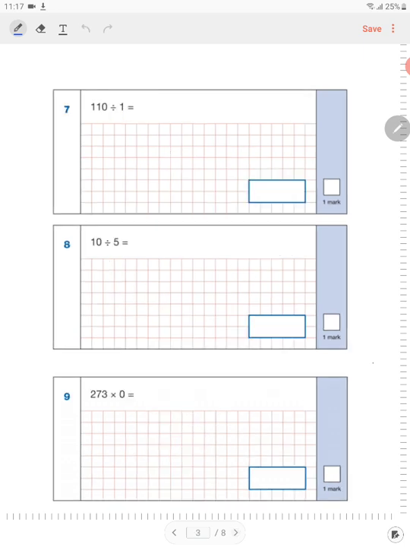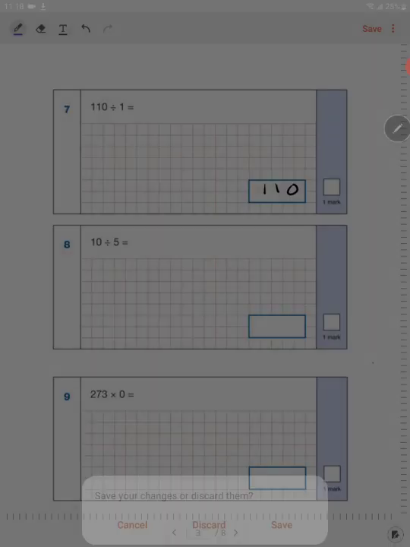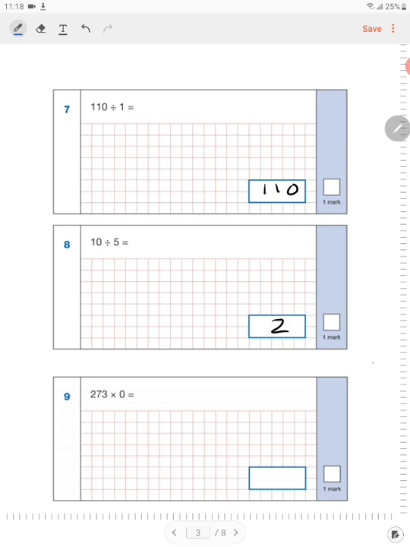Okay, this page actually is a nice straightforward page. So how many ones have I got in 110? I've got 110. You can all do that one in your head. 10 divided by 5, you should all be able to do is 2.